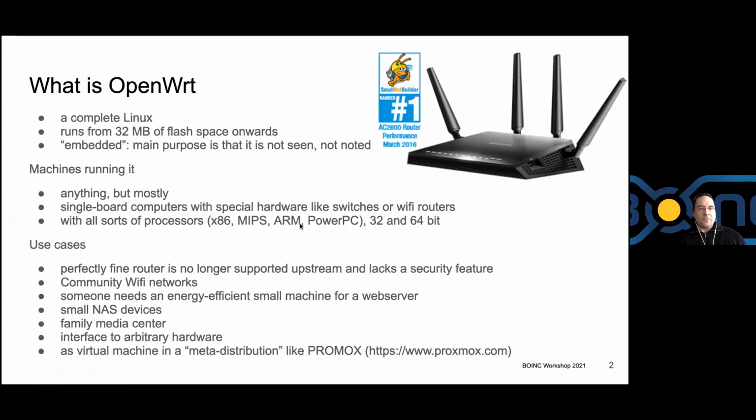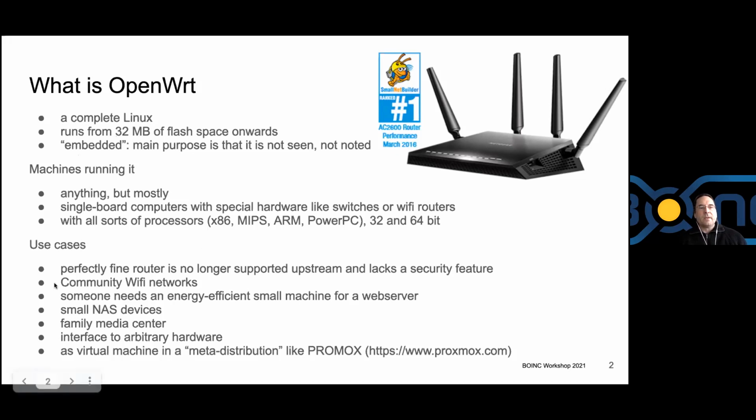I have an overview on the next slide, but imagine it to be a complete Linux, uses just a few megabytes of flash space, and it's so embedded that the main purpose is that you don't see that it's running. It's across lots of processors, and typically you use it whenever your router that you already have is basically just fine, but the software is not up to today's developments, or is no longer supported. So you just overwrite the regular flash with an update, which is an OpenWrt.